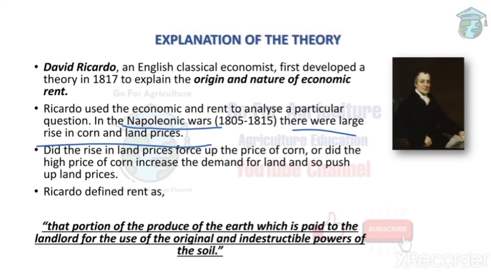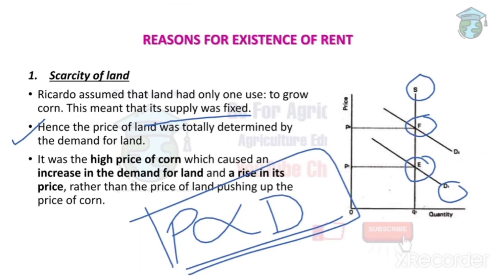He's confused. So this formula gave him a conclusion that it was the higher price of the corn which caused an increase in demand. So due to the rise in price of the corn, the demand also increased. So this is the conclusion.